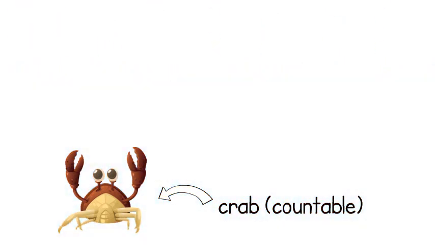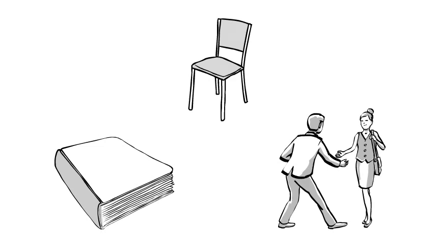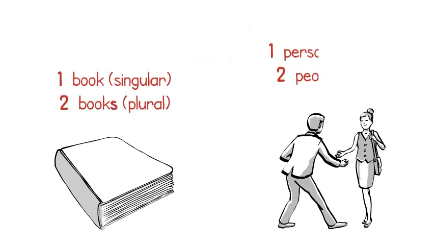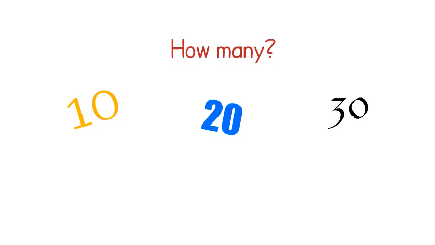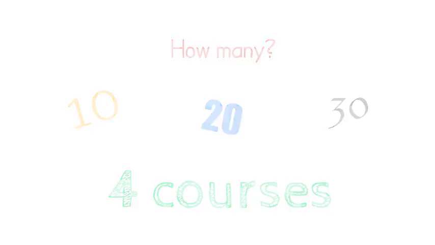Countable nouns refer to things that can be counted, such as books, or chairs, or people, and they have both singular and plural forms. For countable nouns, we can answer the question, how many, with a number. How many courses are you taking this semester? I'm taking 4 courses. Most nouns in English are countable.